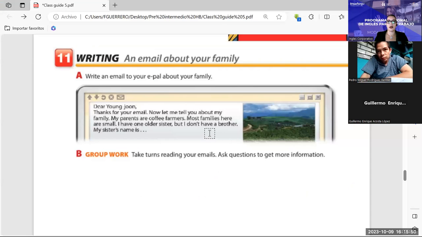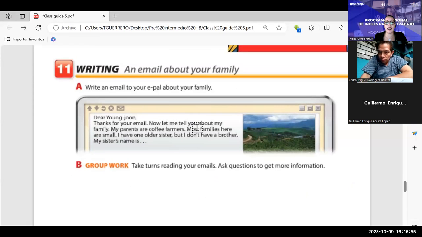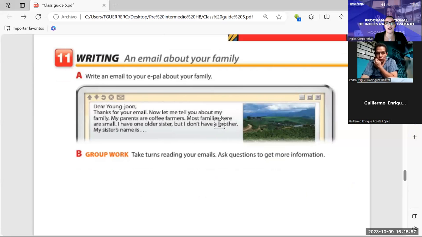Okay, now an email about your family. We have this written exercise, and we need to write a short email about your family. For example, we have: Dear Young Jun, thanks for your email. Now, let me tell you about my family. My parents are coffee farmers. Most families here are small. I have one older sister, but I don't have a brother. My sister's name is, and you continue writing your email.